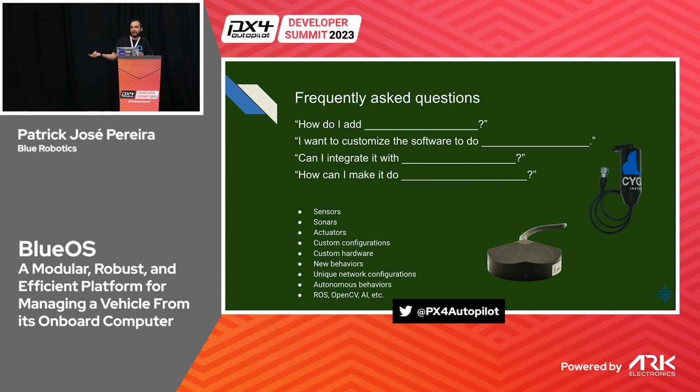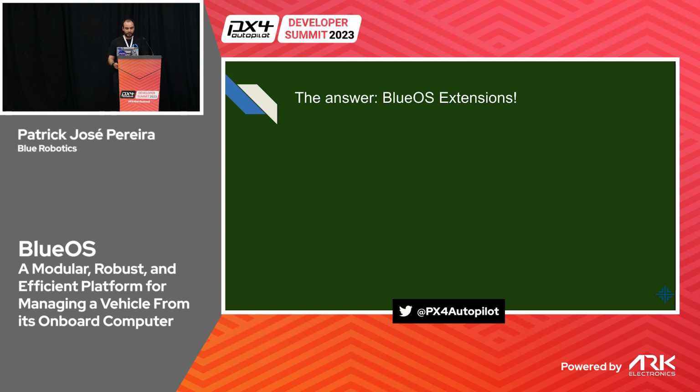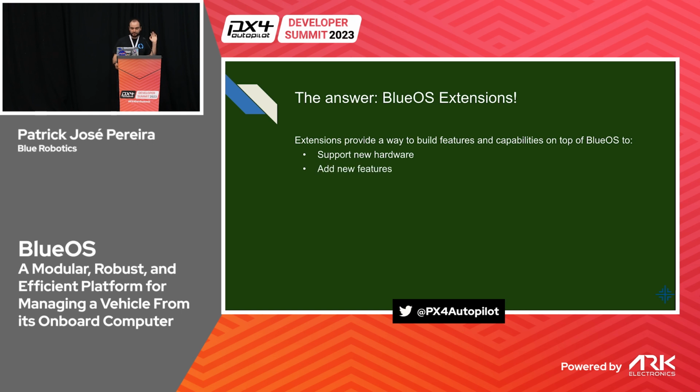For any company, supporting anything requires a huge number of developers to make everything work. And it's maybe hard. So the idea is that the community can develop their own solutions for people starting integrating their own software. The extensions on BlueOS provide a way to build features and capabilities of the system. So if you have a sonar as a manufacturer, you can just provide the BlueOS extension and everything should be ready to go. So the idea is to support new hardware, add new features, new user interface. You can do an entire configuration of the BlueOS interface on extensions.